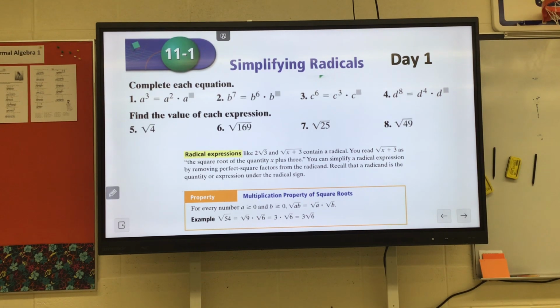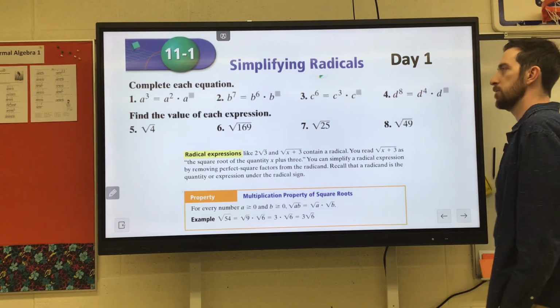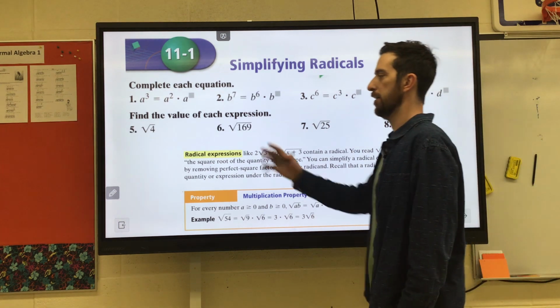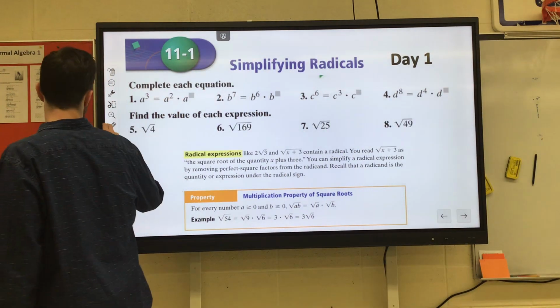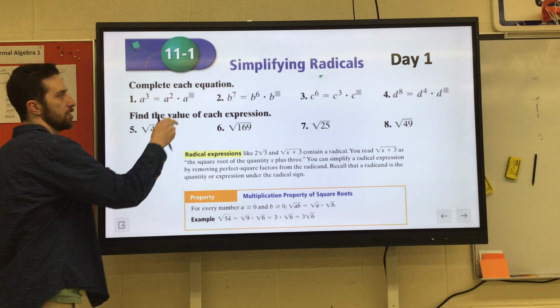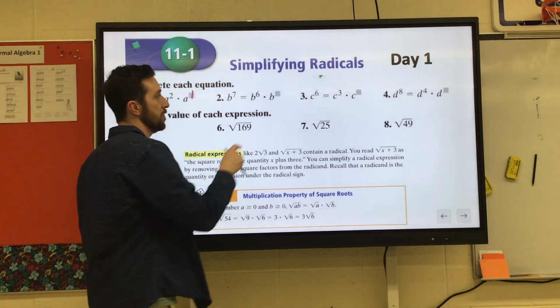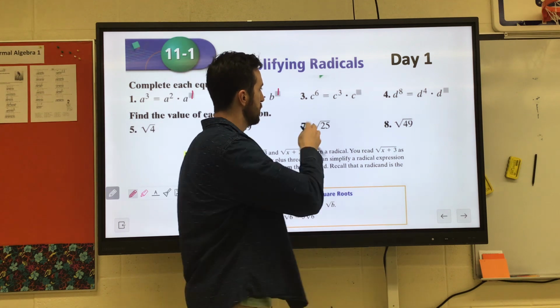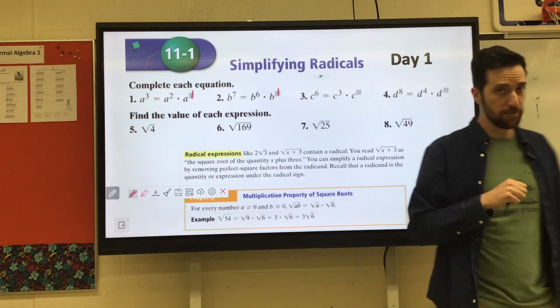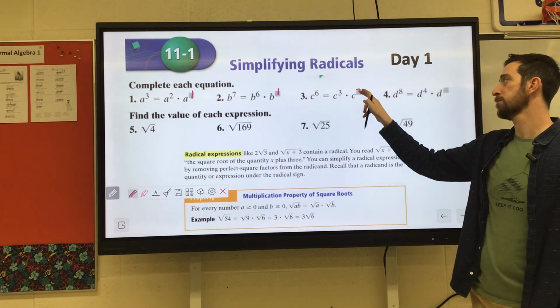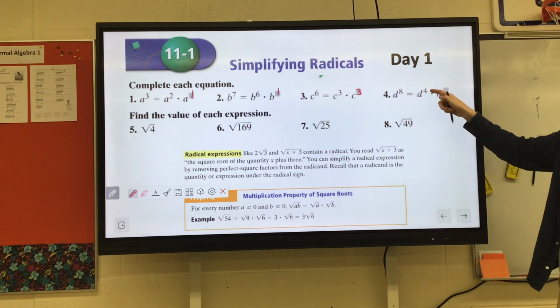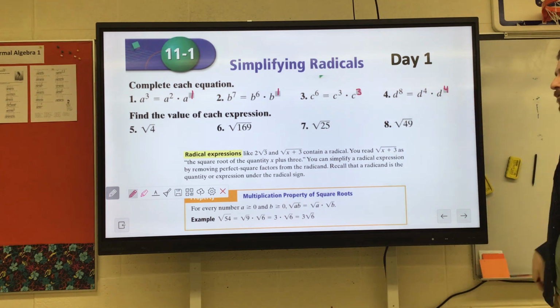Complete the following. A to the third equals a squared times a to the blank. That would be a to the first, right? Because you add those exponents when you multiply. B to the seventh would be b to the sixth times b to the first. C to the sixth is c to the third times c to the third, because 3 plus 3 is 6. D to the eighth would be d to the fourth times d to the fourth.